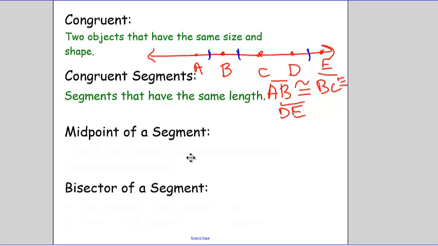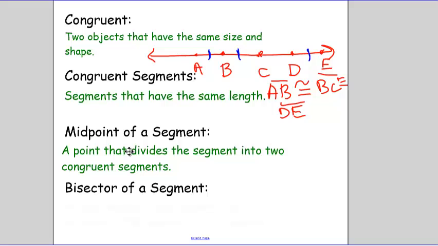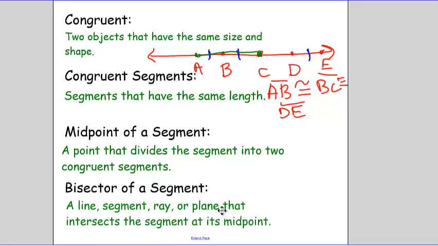Midpoint is a point that divides the segment into two congruent segments. So technically, if we look at this, segment AC, B is the midpoint because we've broken it up into two congruent segments. Now, a bisector is a line, segment, ray, or plane, so anything that's going to bisect a segment at its midpoint.